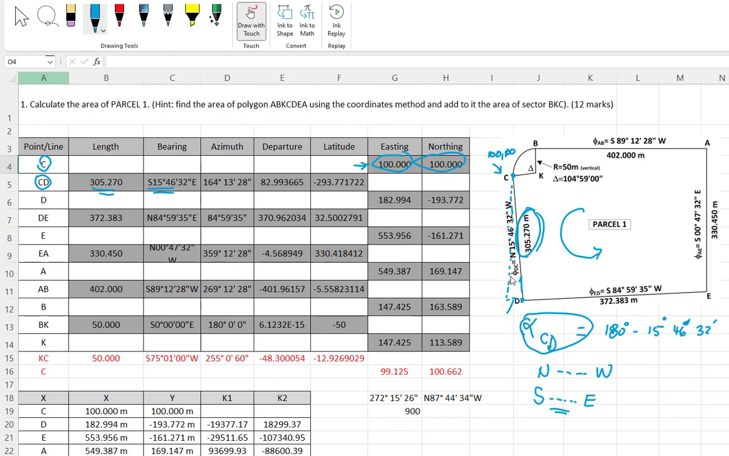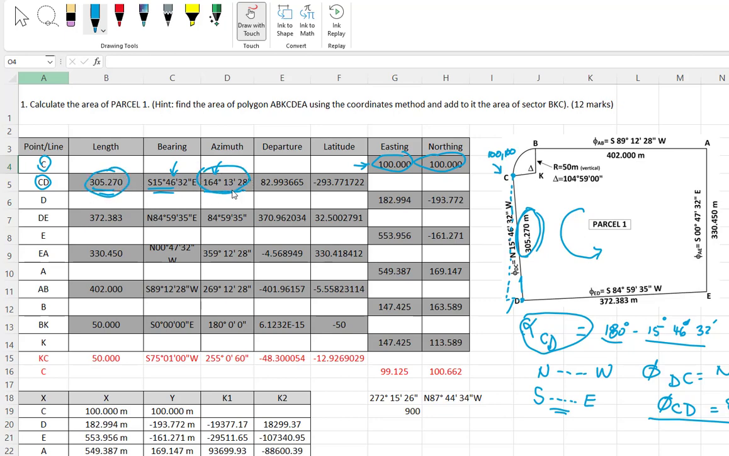It is not north. Phi DC is north, but phi of CD, which is the back bearing, is south going to the east. This is what we convert into an azimuth. So this is the bearing and this is the azimuth. As we said, it is 180 minus 15, 46, 32, and this gives us 164. This is the azimuth, and this is the length. So we have the length and the azimuth.